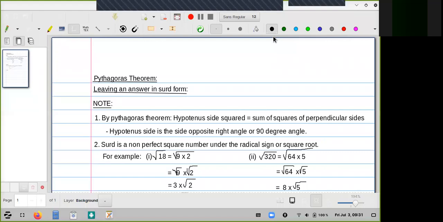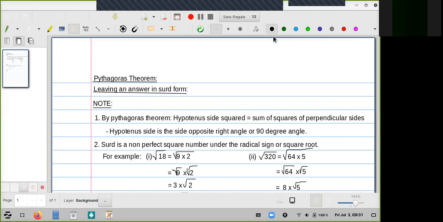Now before we look at an example whereby we are to leave the answer in surd form, let me go back to the definition of Pythagoras theorem. Pythagoras theorem, if you still remember, states that the square of the hypotenuse is equal to the sum of squares of the perpendicular sides.